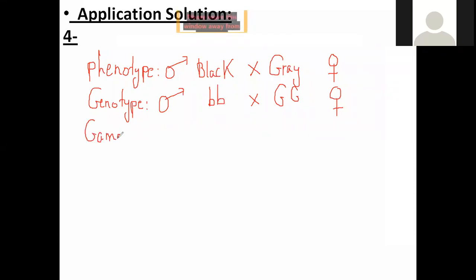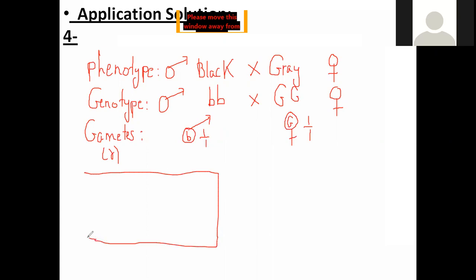Moving now to the gametes. In the male, how many different types of gametes do we have? One for the male, which is b, 100%. I want to work in proportion, not percentage. It's 1 over 1. Here in the female, we have gray, G capital, also 1 over 1. Then we move to the table of cross.